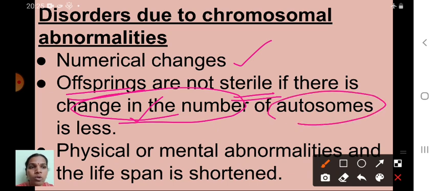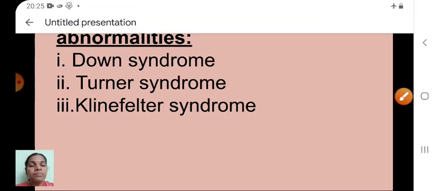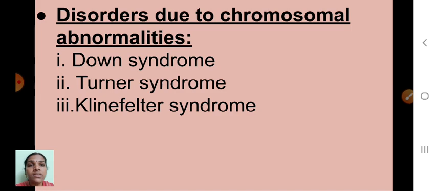Okay, a change in the autosomes. How many autosomes do we have in a cell? Yes, 22 pairs, that means 44. So offsprings are not sterile if there is a change in the number of autosomes. Physical or mental abnormalities may happen, and the lifespan is shortened. Understood children? So for disorders due to chromosomal abnormalities, why they happen and what will happen, I also told you. Shall I go to the next one now? Next one is, see here, some examples are there in your textbook of disorders due to chromosomal abnormalities. The first one, children, there are 3 diseases in your book.